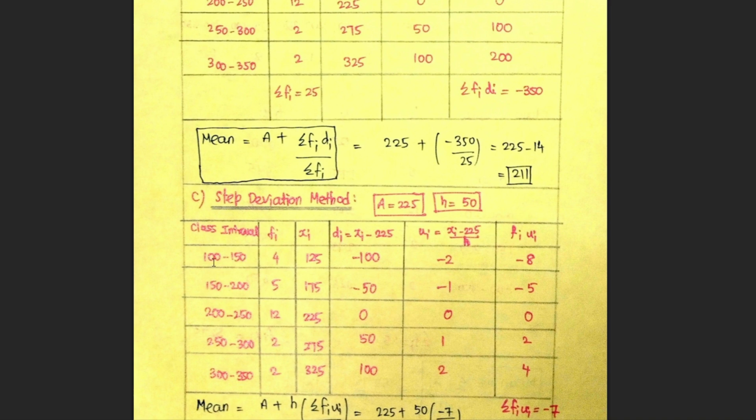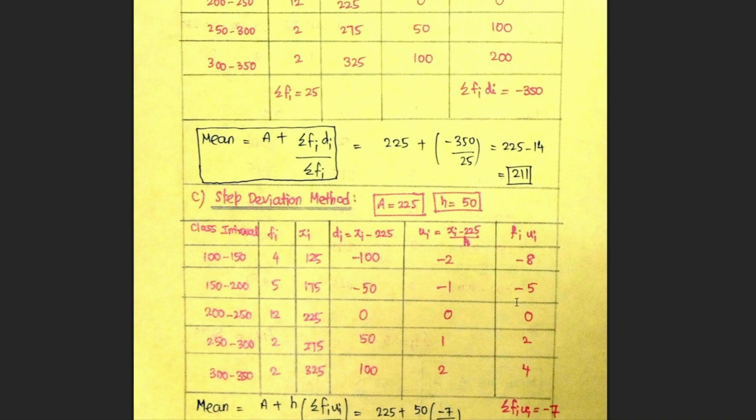150 minus 100, which will give you 50. So what you have to basically do is divide minus 100 by 50. So it gives you minus 2. Similarly, minus 50 by 50, minus 1. 0 by 50, 0. 50 by 50, 1. 100 by 50, 2. Now you have to multiply Fi and Ui.